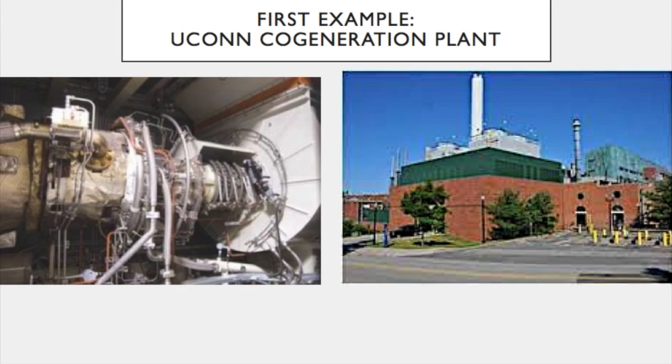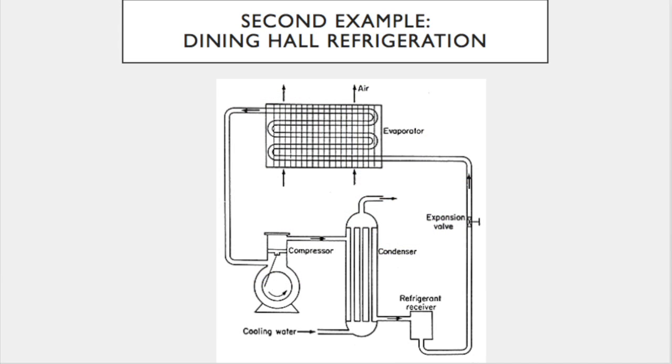The first example of a unit operation is the UConn cogeneration plant. The total process involves utilizing natural gas in order to generate electricity, steam, and chilled water to use at the UConn campus. The unit operation involved is a reaction process. The cogeneration plant uses natural gas with fuel oil as a backup to fire turbine generators to produce electricity. The waste heat from the turbine is used to produce steam, which is then used as a steam generator to produce additional electricity.